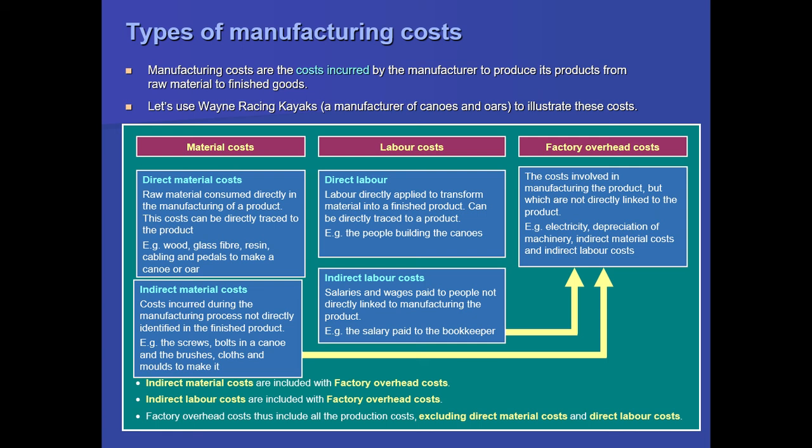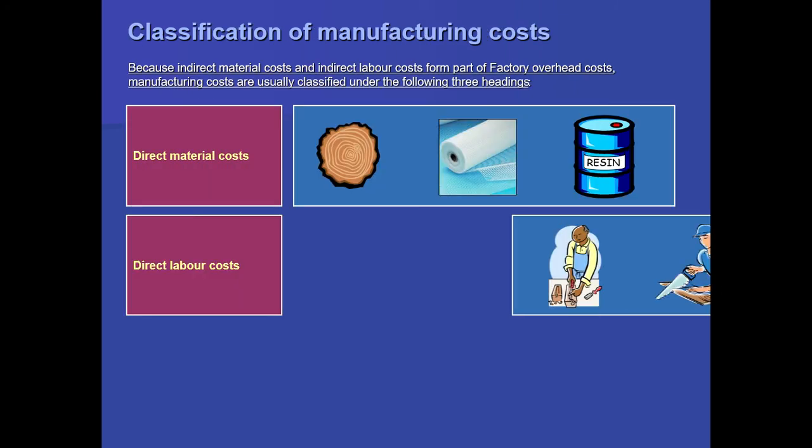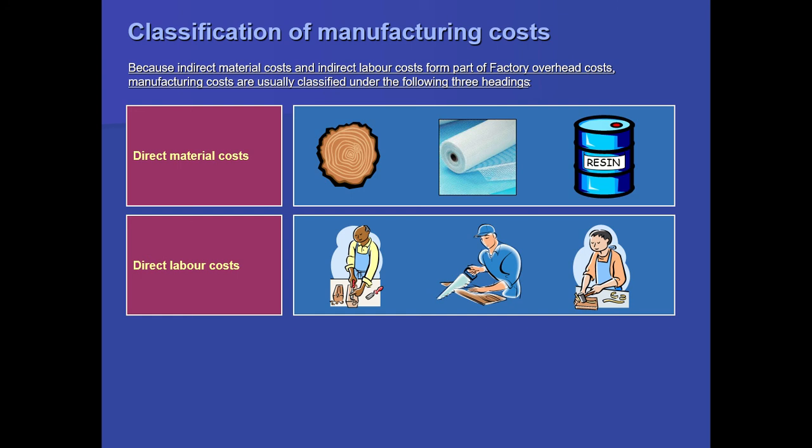Factory overhead costs thus include all the production costs, excluding direct material cost and direct labor cost. Okay, and obviously that's what we are simply making right now. Now we have direct labor cost. I did tell you what direct material cost will be.